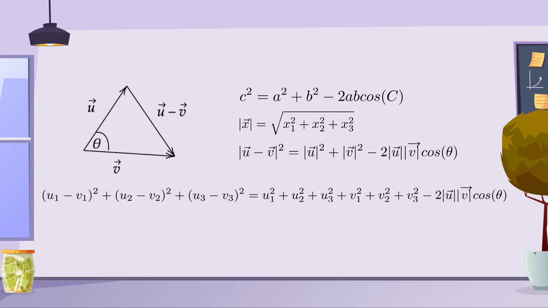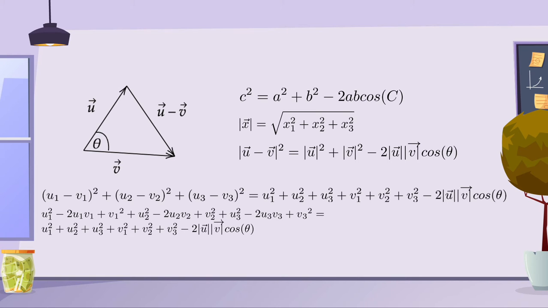So I've got the magnitude of the vector u. Again, that's equal to the square root of the sum of the components squared. And if I square that, then I just have the sum of the components squared, right? So u1 squared plus u2 squared plus u3 squared. And likewise for the magnitude of the vector v being squared, I'll get v1 squared plus v2 squared plus v3 squared. And then I'm just going to leave this last part alone. So negative 2 times the magnitude of the vector u times the magnitude of the vector v cosine of theta.